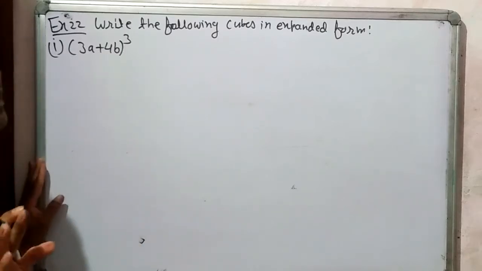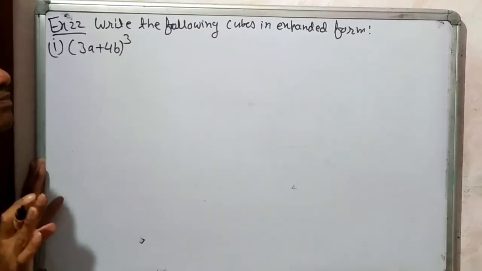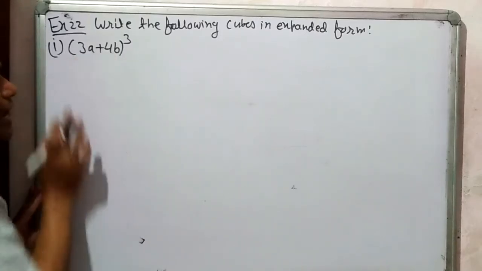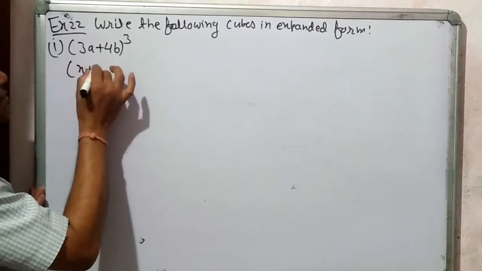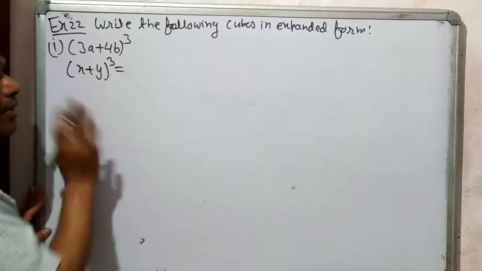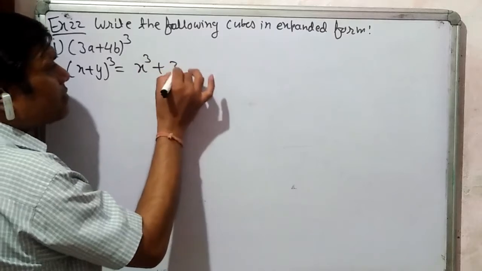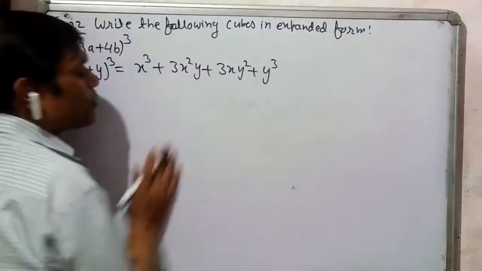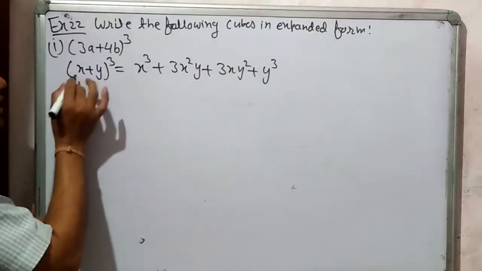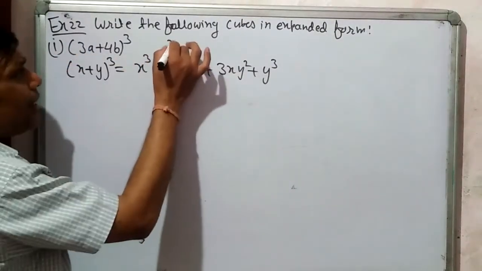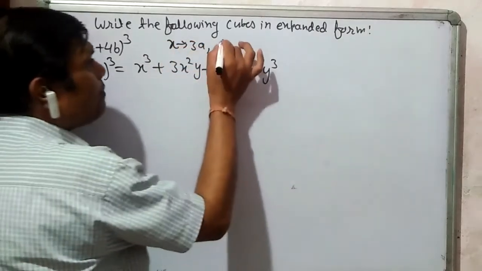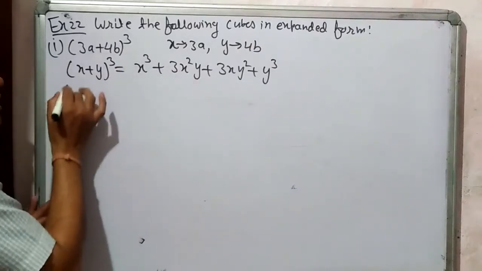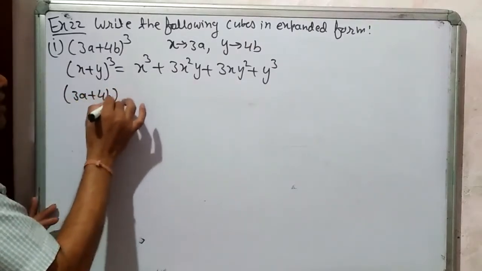Again I will use the method of putting the values because that is the easiest method. First, let us identify this is the identity being used as x plus y whole cube. So I will write the identity x plus y whole cube as x cube plus 3x square y plus 3xy square plus y cube. I will identify what is in place of x: 3a. In place of y there is 4b. I'll place the values over here.